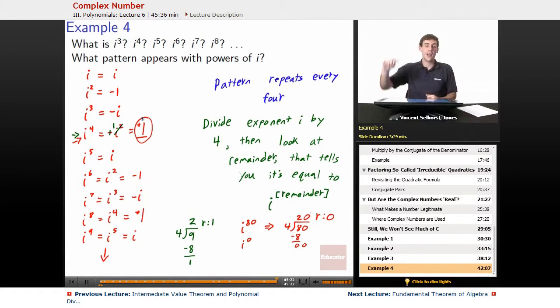We'll see you at Educator.com later, and we'll finally see how complex numbers tell us something about polynomials more than just quadratics. We'll see how they're deeply connected to everything that we've been talking about. It'll be so deep, it's called the fundamental theorem of algebra.